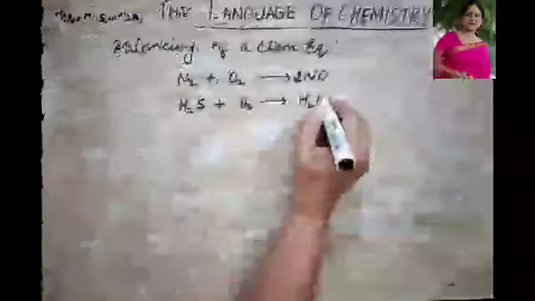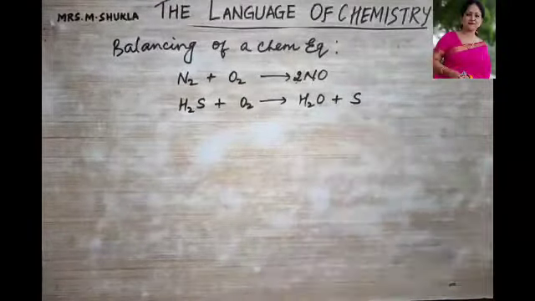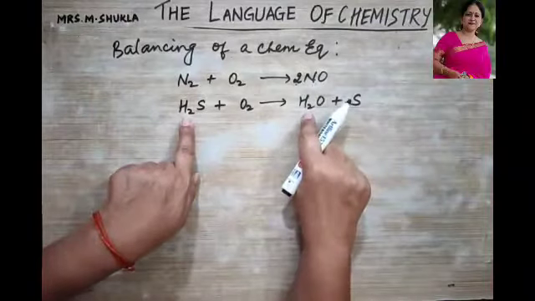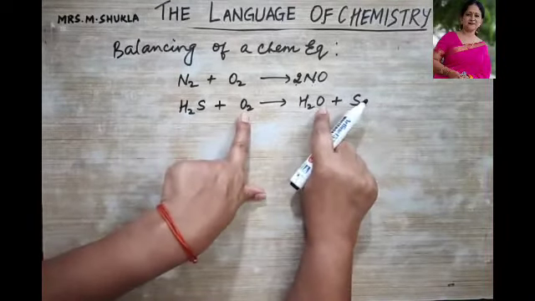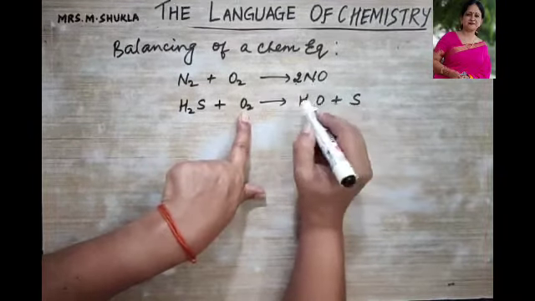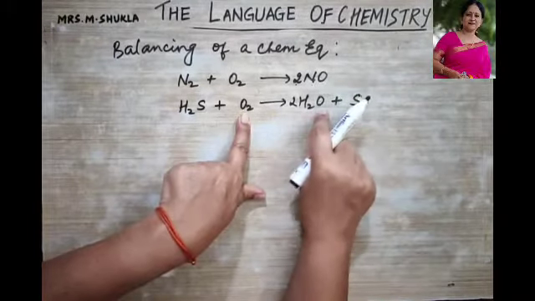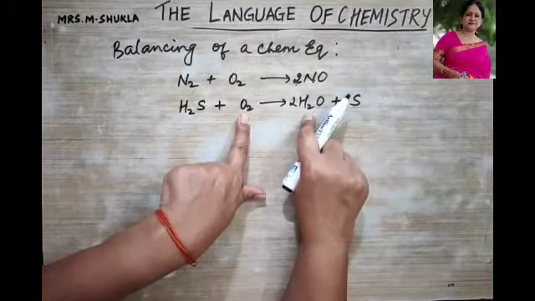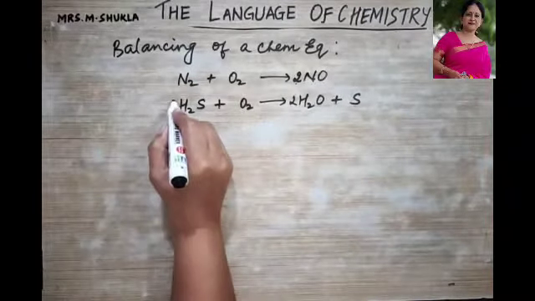H2S plus O2, sulfur will be formed. Fine. Now let us do this. Hydrogen 2, sulfur 1, sulfur 1. Oxygen how many? 2, but here it is only 1. So what are we going to do? We will write here 2. But when we write 2, oxygen is balanced but your hydrogen is not balanced now. What happened to your hydrogen? 4.